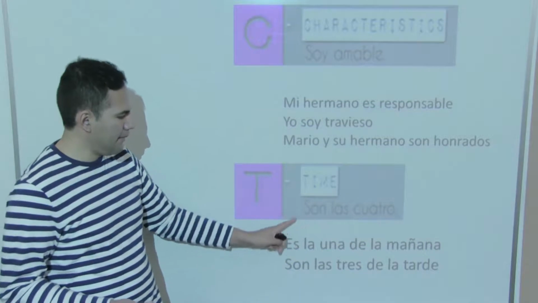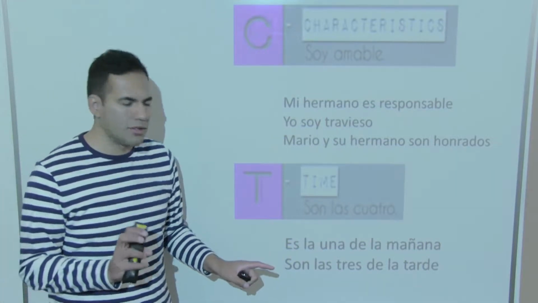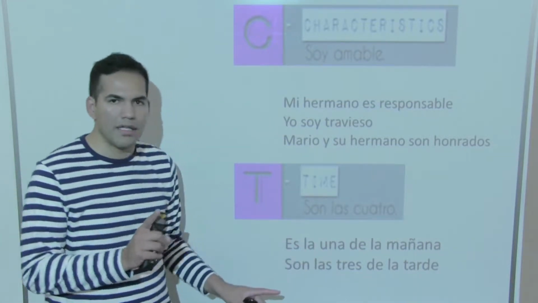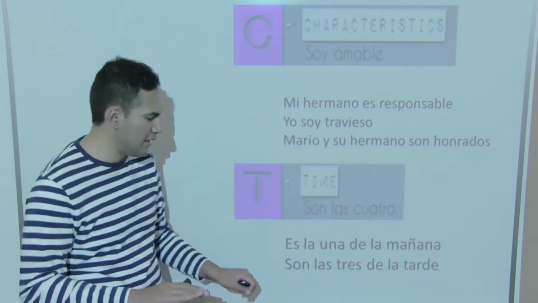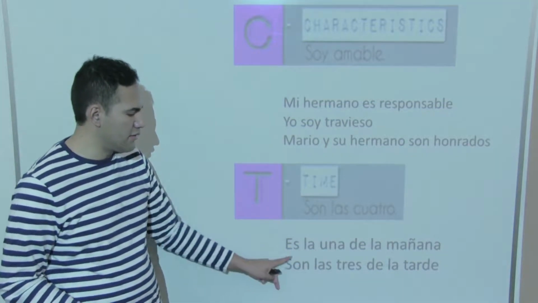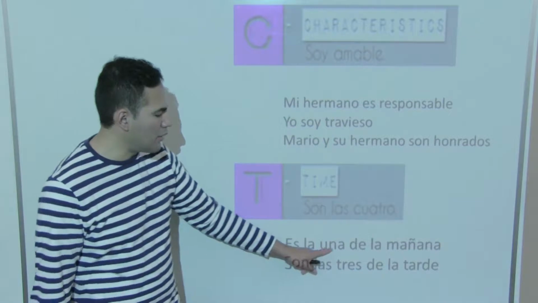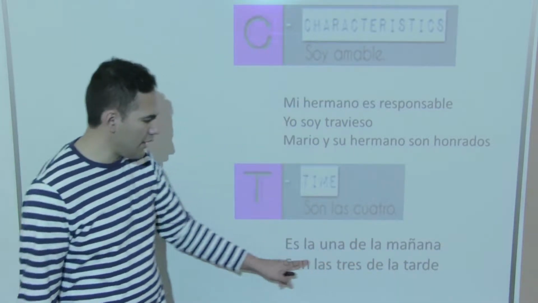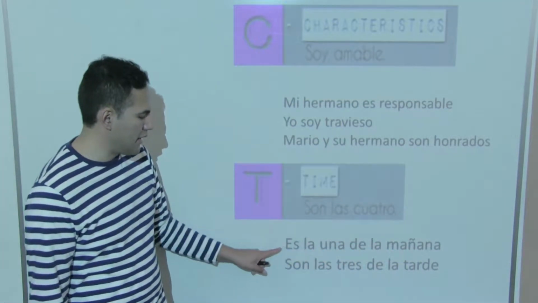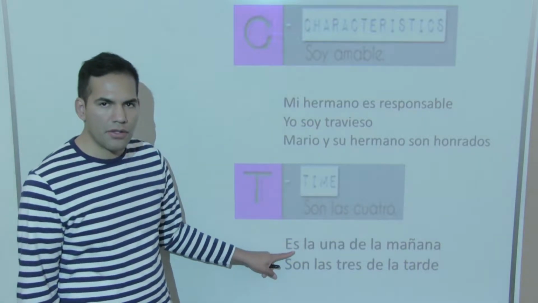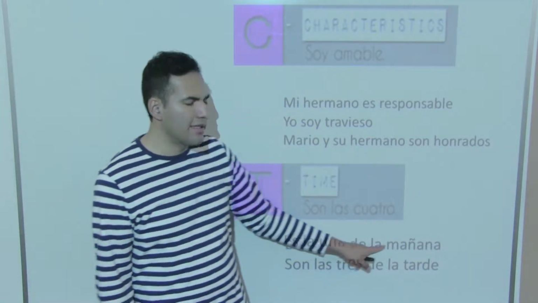The next one, time. And remember, here's the tricky thing. When we talk about 1 o'clock in the morning or in the evening, we're always going to use the singular form, es. Es la una de la mañana. Okay, so we're going to use the third person form of ser. Es la una de la mañana.